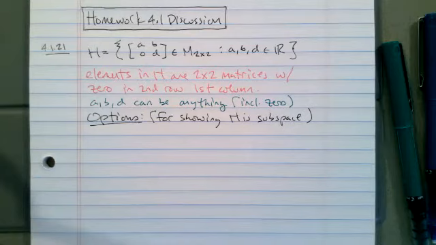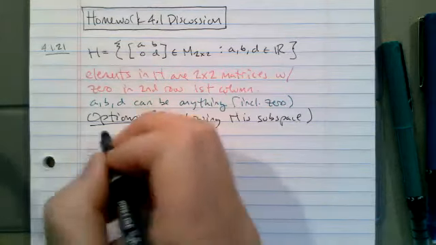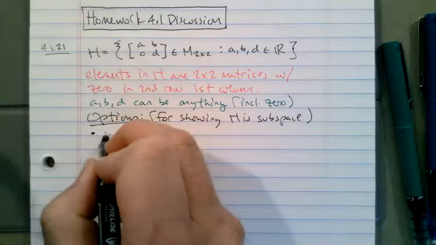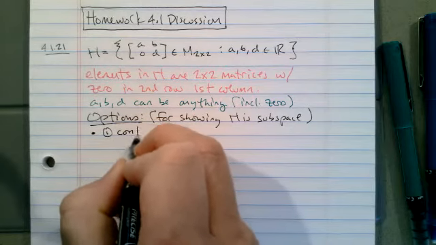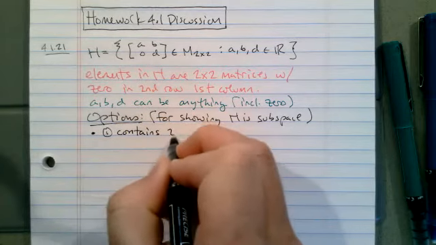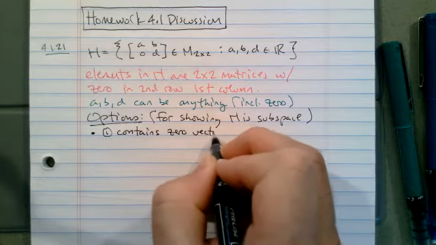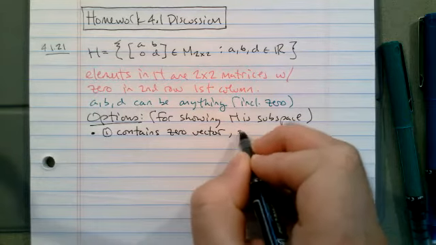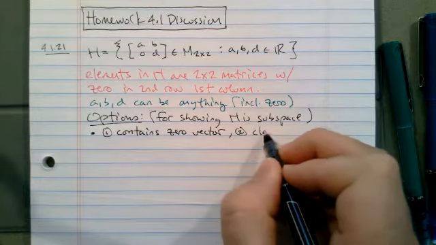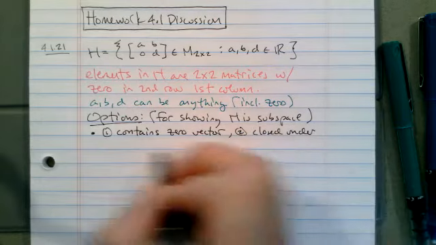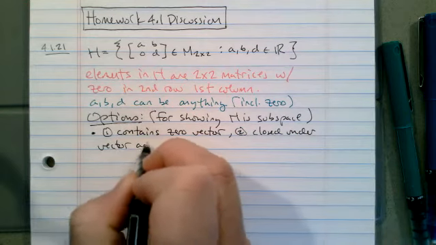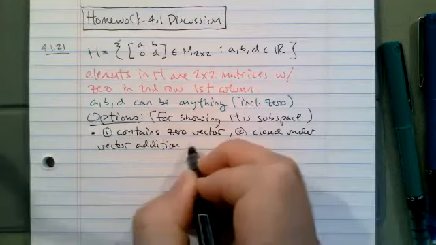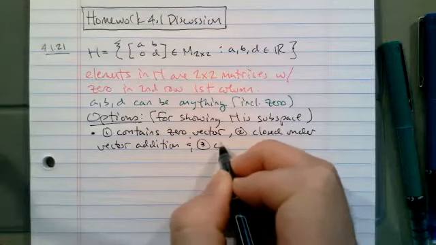Our first option for showing H is a subspace is to use the definition of a subspace. It contains the 0 vector, it's closed under vector addition, and closed under scalar multiplication. So the first option would be to show 1, that it contains the 0 vector. 2, it is closed under vector addition. And 3, it's closed under scalar multiplication.